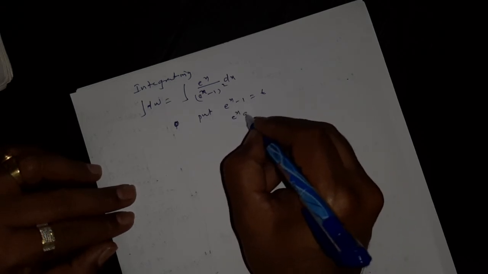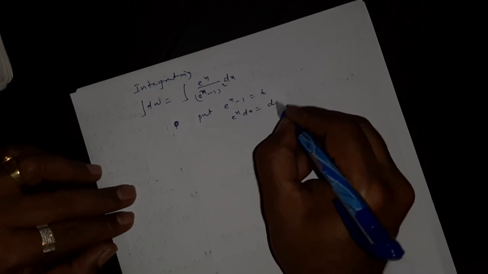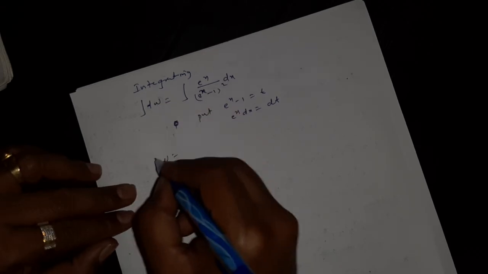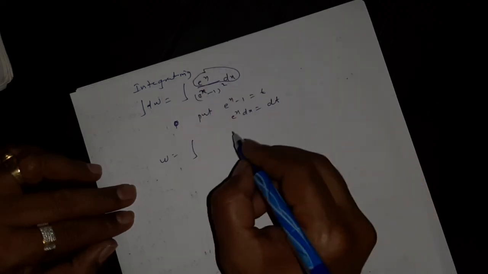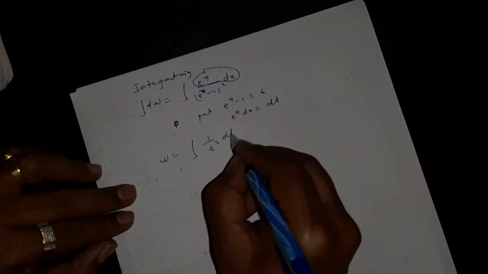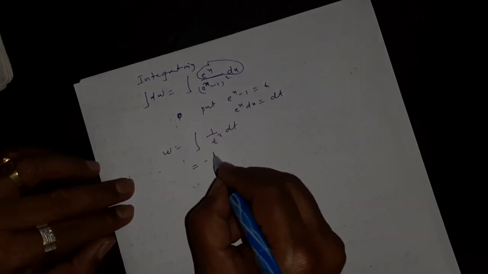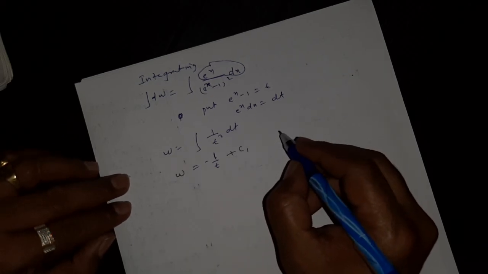Substitute e raised to x minus 1 equal to t, so its derivative is e raised to x dx, minus 1 derivative 0, dt. And so we have w is equal to, this is the integration of dw, integration of e raised to x dx is dt, and so 1 by t square dt. So 1 by t square, its integration is minus 1 by t plus constant of integration.